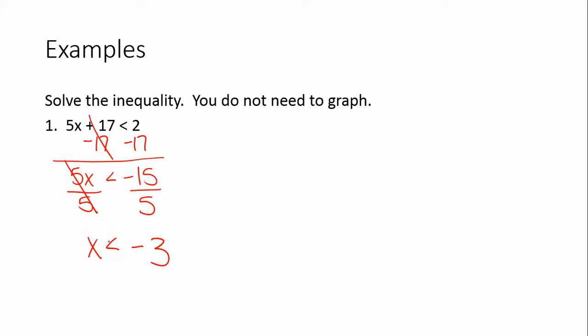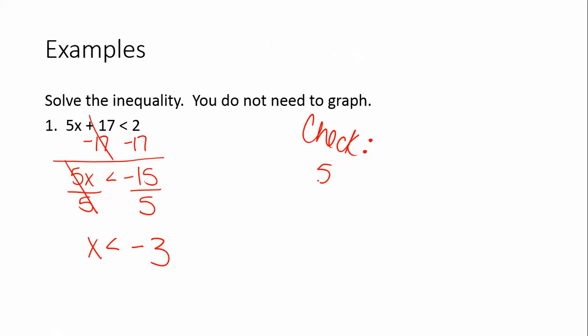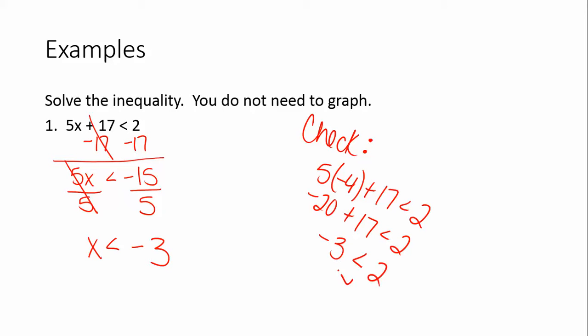So if we wanted to check this, let's try a value that is less than negative 3, like negative 4. So for a check, you would plug in something less than negative 3, for example, negative 4. 5 times negative 4 plus 17, is that less than 2? That's negative 20 plus 17, that's negative 3, less than 2. And so that works. So then you know that all the answers less than negative 3 will work.